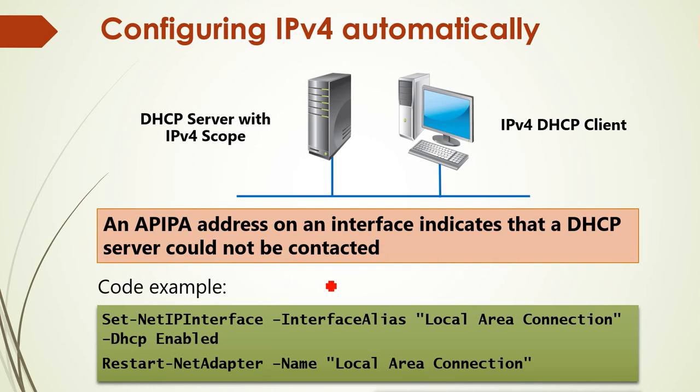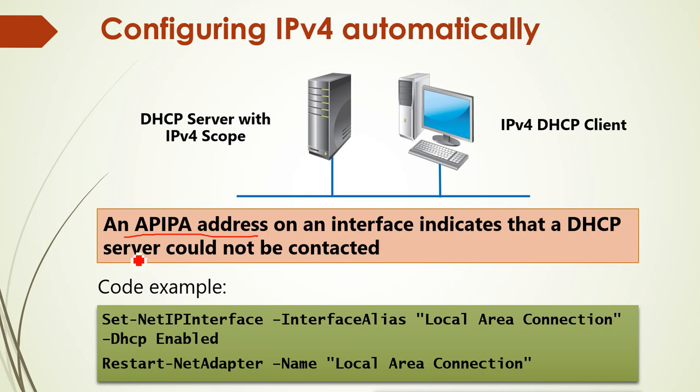Now if DHCP is not available to give the IP address, and we have set the machine to get the IP address from DHCP, then our Windows machine will get the IP address through APIPA. APIPA is Automatic Private IP Addressing. It will actually assign itself an IP address from the APIPA range. So the interface indicates that the DHCP server could not be connected. When the interface has an APIPA address, it means it is not able to connect to the DHCP server.